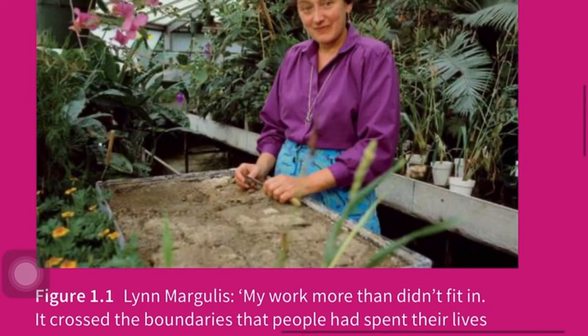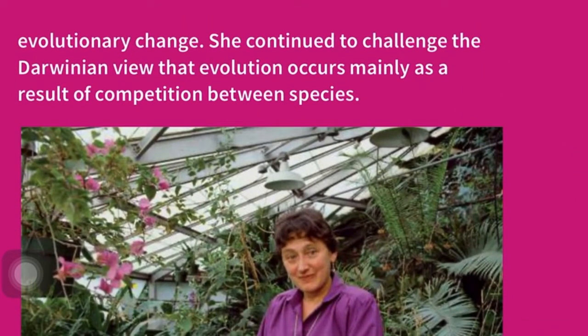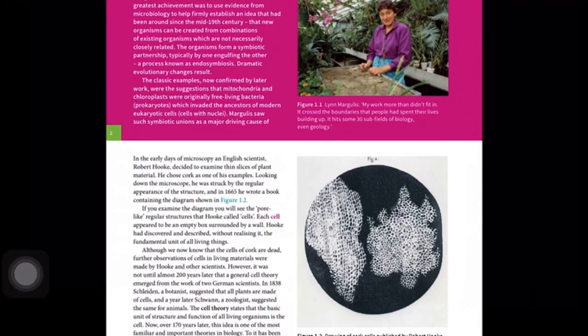So yeah, this is basically a motivation for how a scientist approaches things with confidence. Darwin gave the idea that evolution occurs mainly because of competition, but this scientist is trying to establish the idea that symbiotic relationships can also cause evolutionary change.